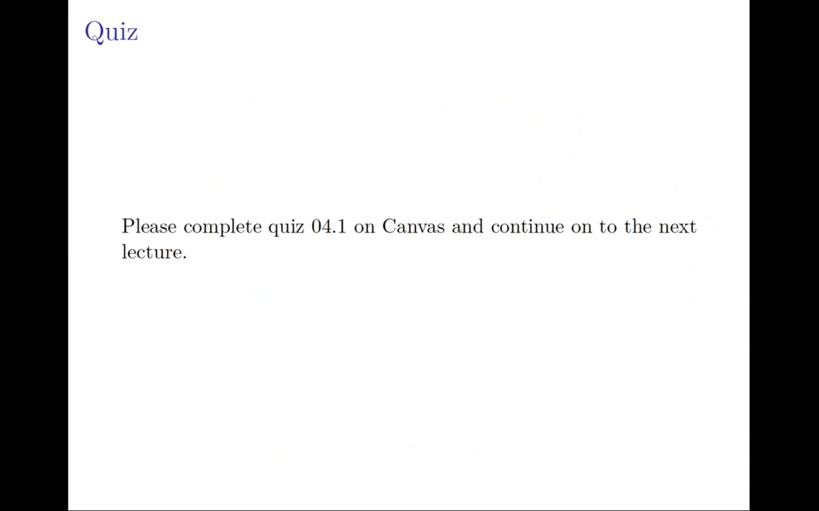And so that's it for our section on linear models. So please complete quiz 4.1 on Canvas and continue on to the next lecture.